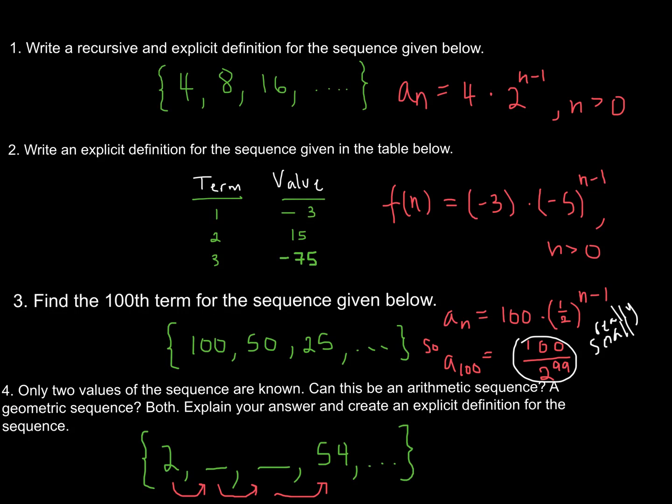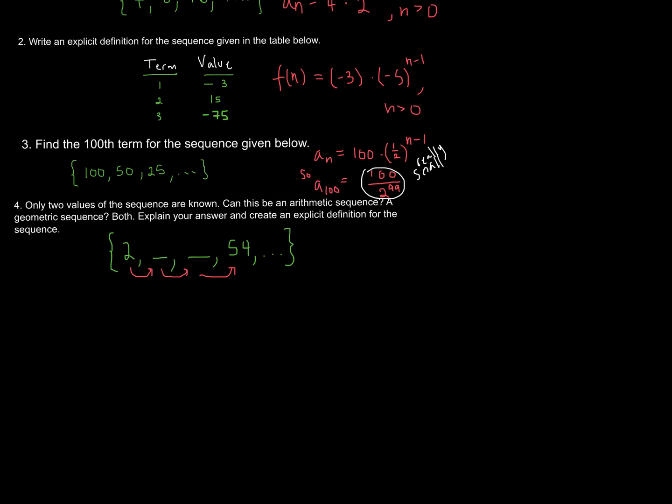All right, so here are the answers for the first 3. Pause the video and check those now. I want to talk about the 4th one briefly. So for the 4th one, here's what I'm trying to figure out. Is it an arithmetic sequence? In other words, can I be adding something at each step and get to 54 from 2? Or is it a geometric sequence? Can I multiply by a certain value, a common ratio each time and get to 54? Or could it be both? And what would be the explicit definition of each sequence?